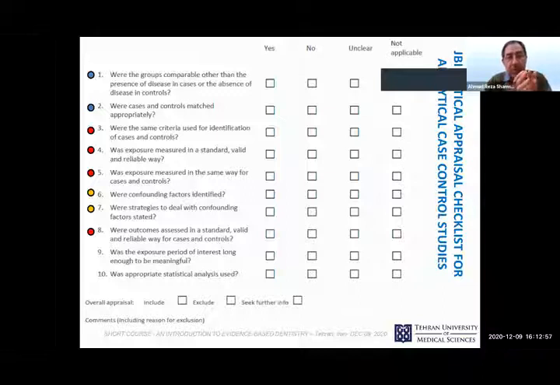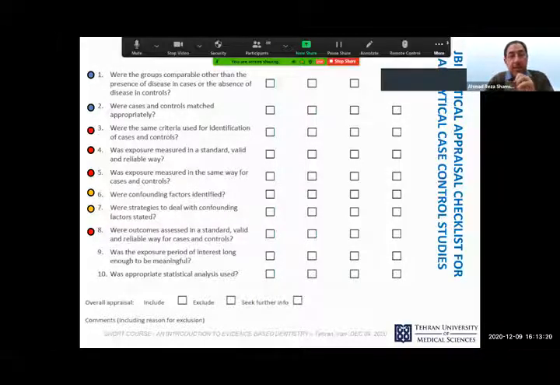Hospital cases, hospital controls. Office cases, office controls. Population cases, population controls. Otherwise, the study would be affected by selection bias. There are 4 questions, 3, 4, 5, and 8. All of them point to information bias or measurement bias.